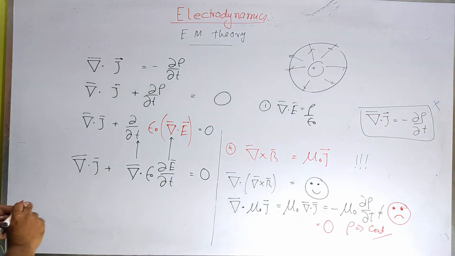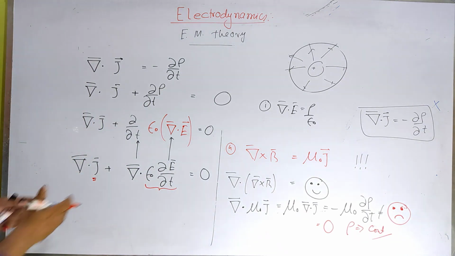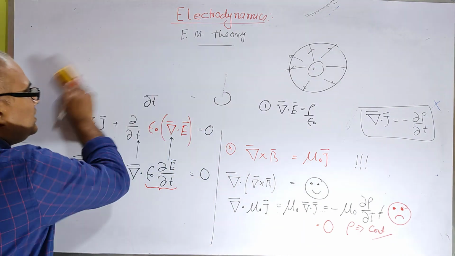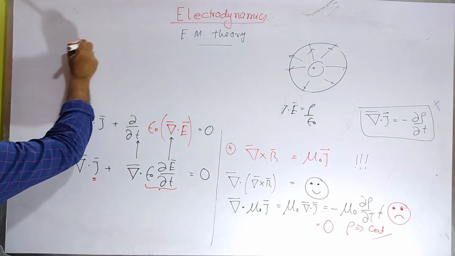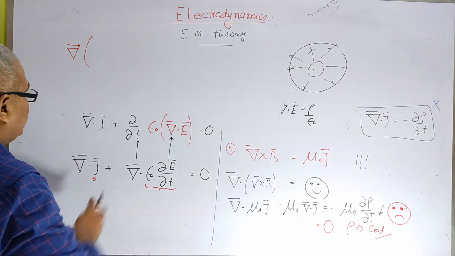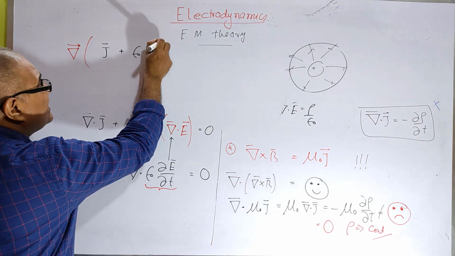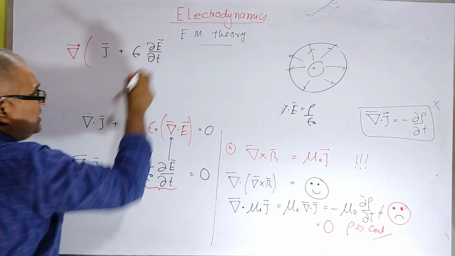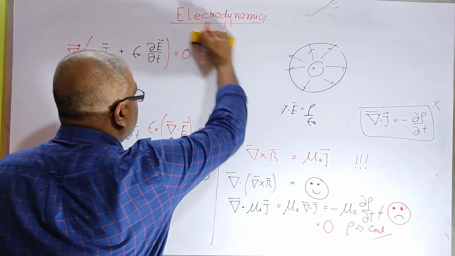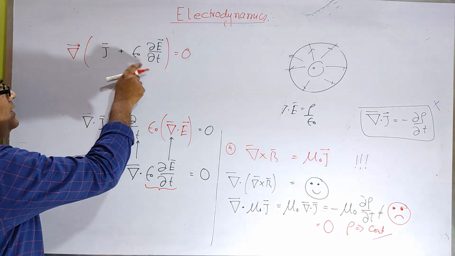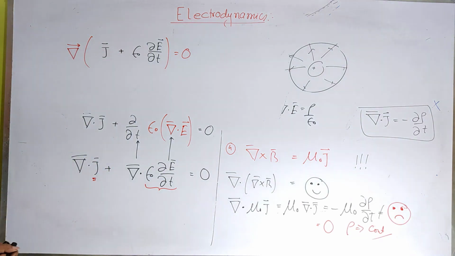So basically this quantity J and this quantity must have the same dimension. They are on the same footing. So what I can do here, I can take the divergence of the entire term, J plus epsilon naught del E del t, and set it to 0. Yes. So what should this term be? Let's name this term.